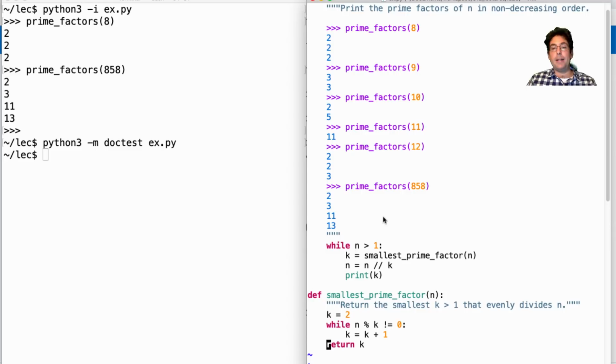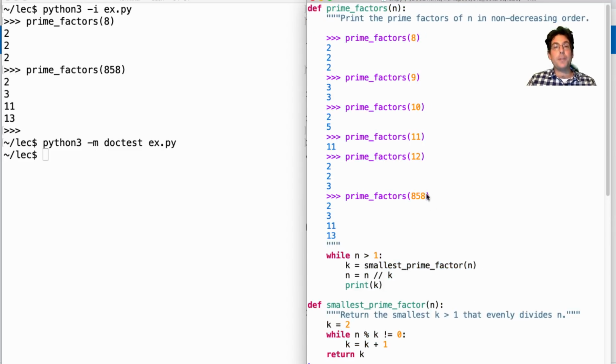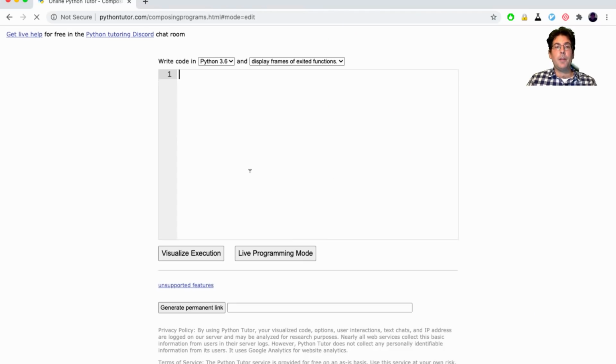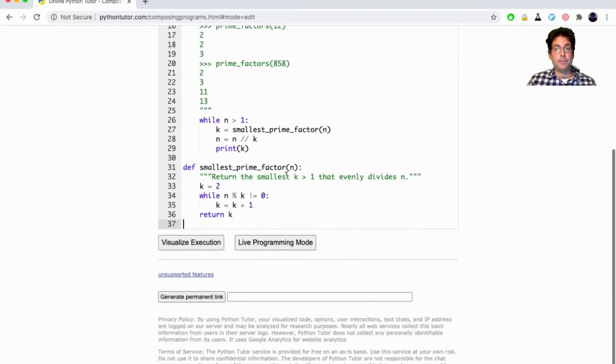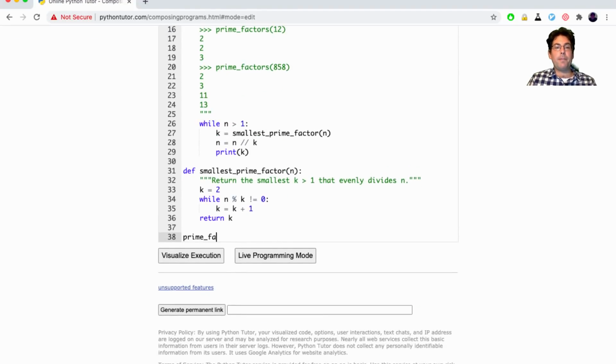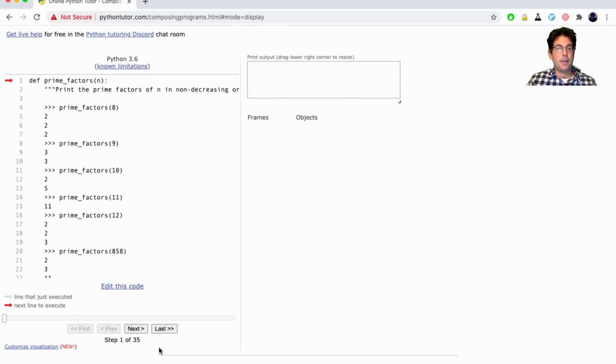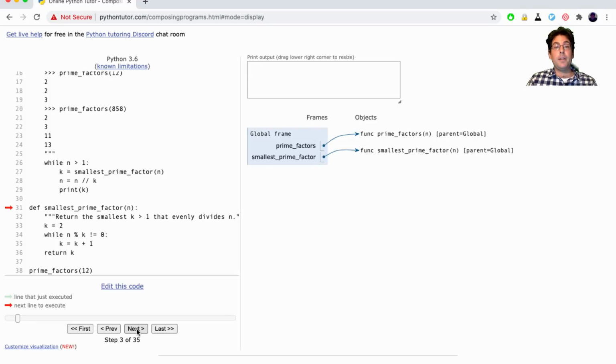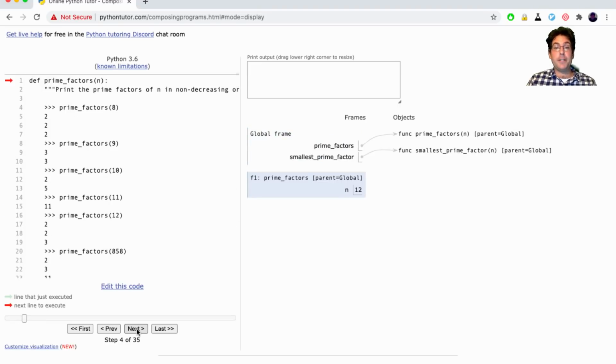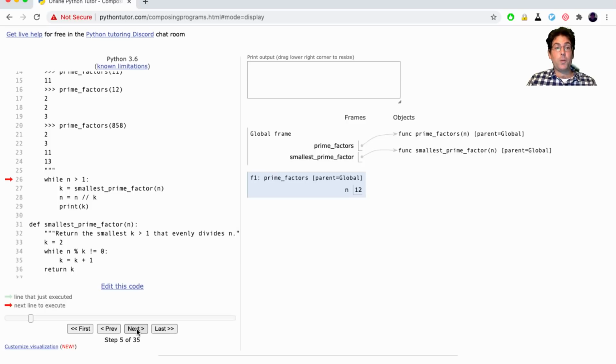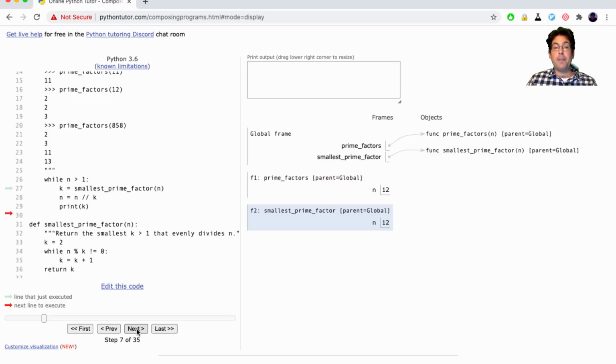Two things I want to point out. If you want to see how this is working, drawing an environment diagram is a good choice. So for example, I could copy my code, paste it in here, compute the prime factors of 12, and see what happens. There's 35 steps. That's not an overwhelming amount. The first 2 steps are just to define the functions. Then we call prime factors on 12, which immediately calls smallest prime factor.